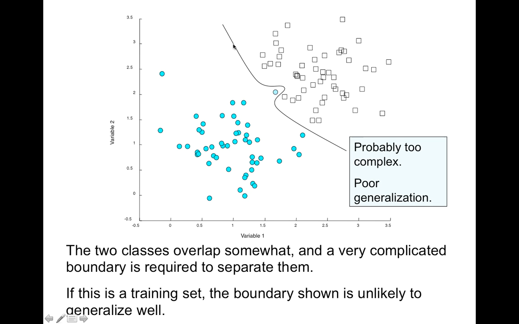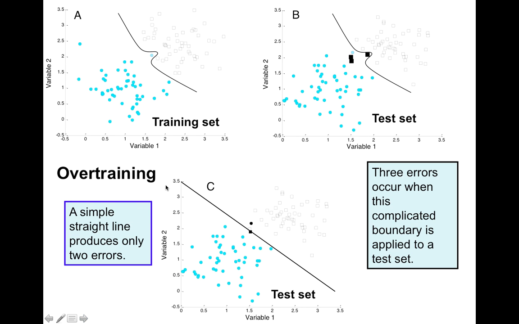So by going through multiple iterations, a classifier boundary is come up with that looks like this. Because of this slight overlap in classes, to really get them to separate, and you can imagine that there could be other points over here that would make for an even more complicated boundary. So if this is a training set, the boundary probably will not generalize well, and this boundary is probably too complex. And here's an example of what can happen.